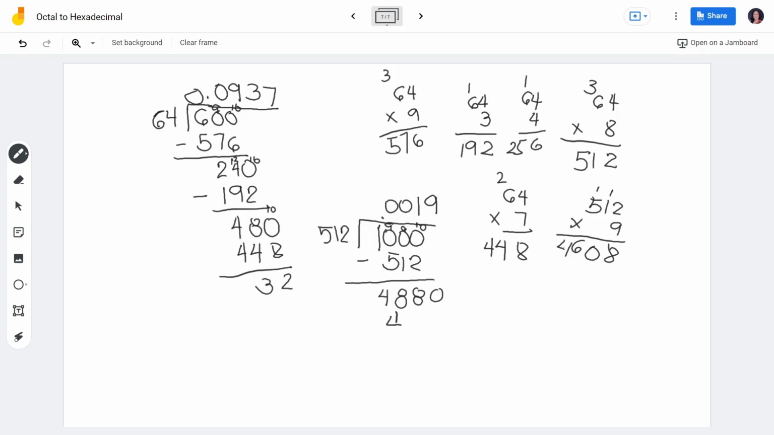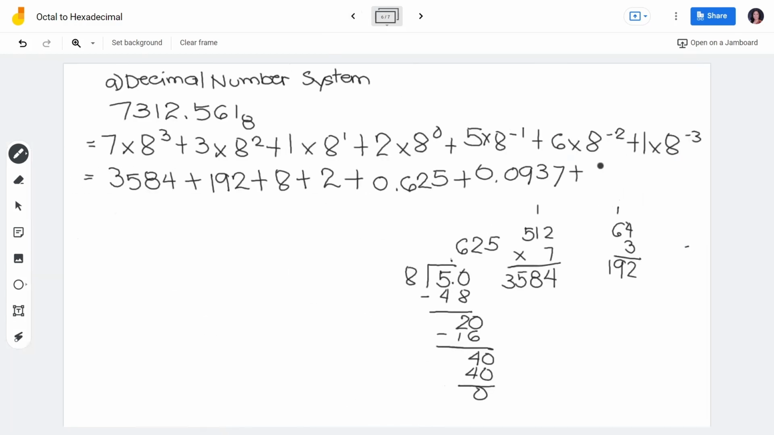Okay, so we have 4 times 9. So we have 4608. Minus, so 10 minus 8 is 2. 7 minus 0 is 7. And then we have 272. So our value here is, okay, let's put it in here. We have 0.0019.